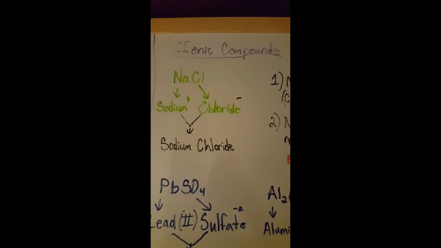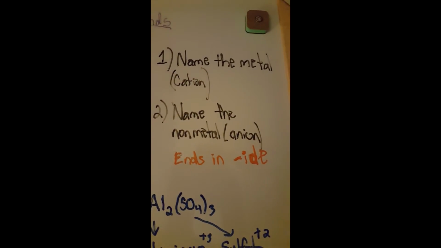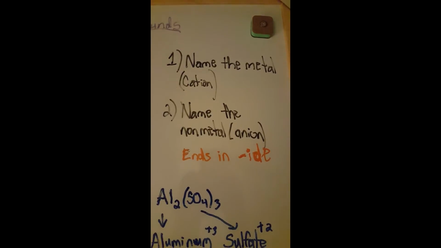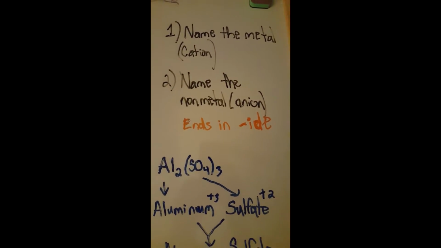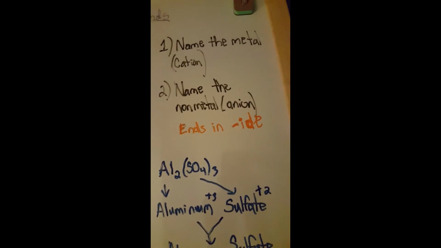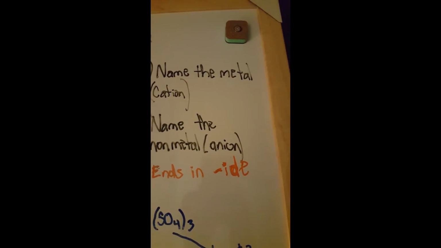Okay, so when naming ionic compounds, you want to name the metal, which would be the cation, the positively charged element, and then secondly, you want to name the nonmetal, the anion, the negatively charged element, and that'll end with ide.